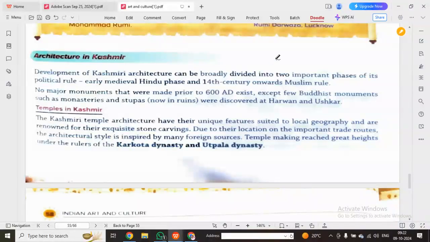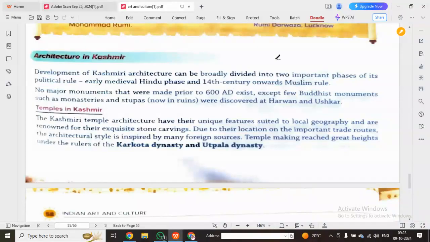No major monuments made prior to 600 AD exist, except a few Buddhist monuments such as monasteries and stupas, which were discovered at Harwan and Ushkar. Looking at the temples of Kashmir, the Kashmiri temple architecture has unique features suited to local geography and is renowned for its exquisite tight stone carvings.